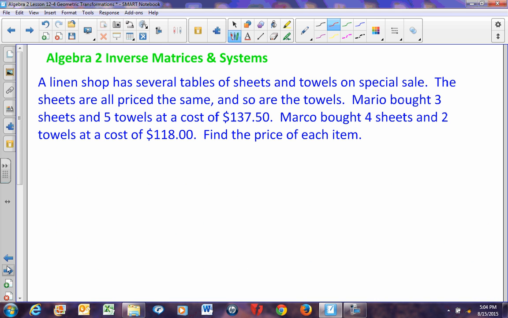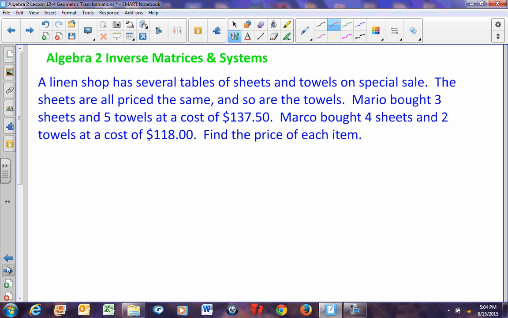Okay? Real world problems. Yes, you have to get those too. A linen shop has several tables of sheets and towels on sale. The sheets are all priced the same, and so are the towels. Mario bought 3 sheets and 5 towels at a cost of $137.50. Marco bought 4 sheets and 2 towels at a cost of $118. Find the price of each item.